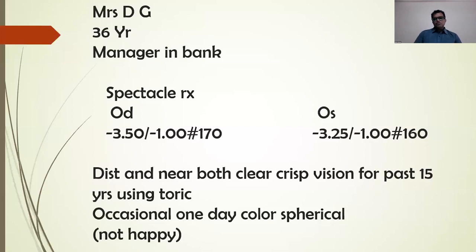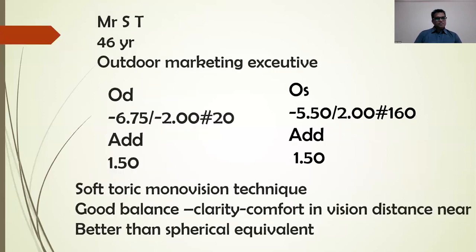So in this patient, she has been wearing lenses for nearly 15 odd years, and has continued having very crisp vision for the last 15 years with a spherical cylindrical toric combination. The patient has a fascination for color lenses, and says she uses them very occasionally. So the patient uses 1-day color spherical lenses, but still says, no, I don't enjoy that kind of color, I don't enjoy that kind of vision, compared to a toric lens.